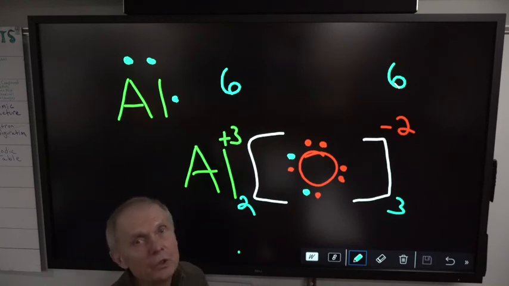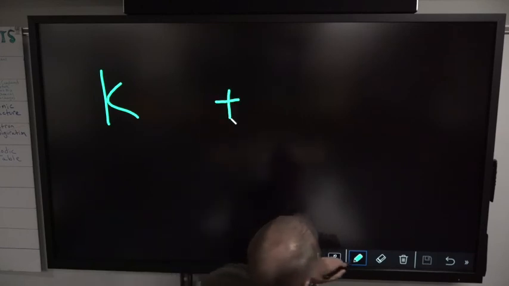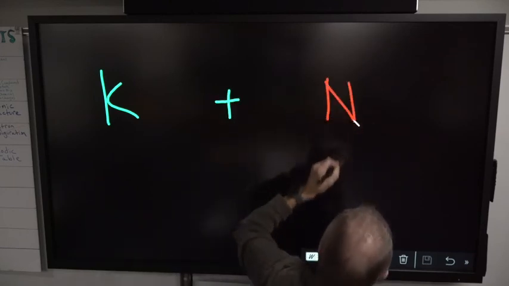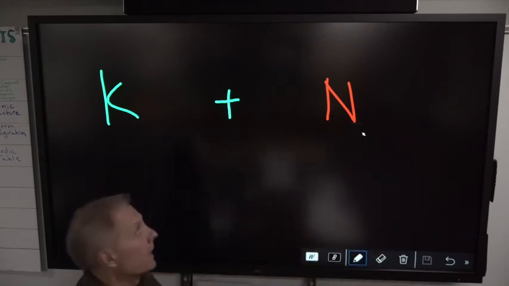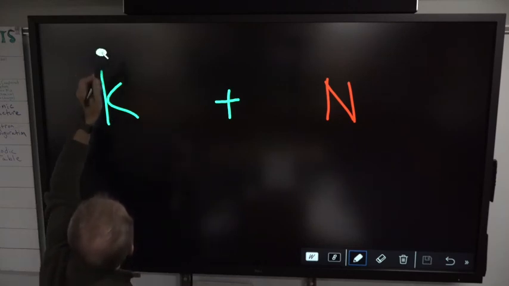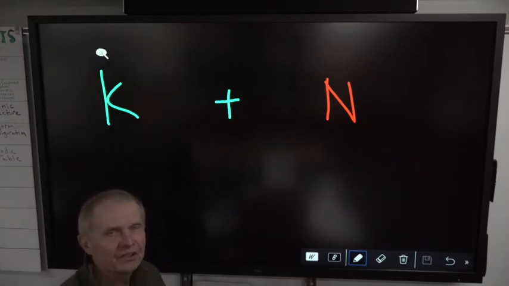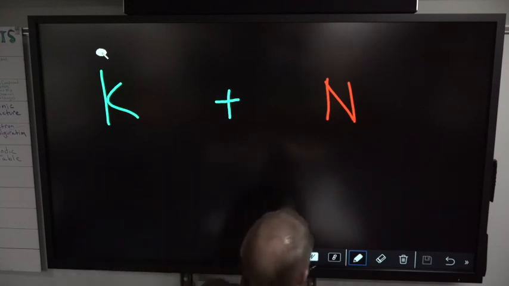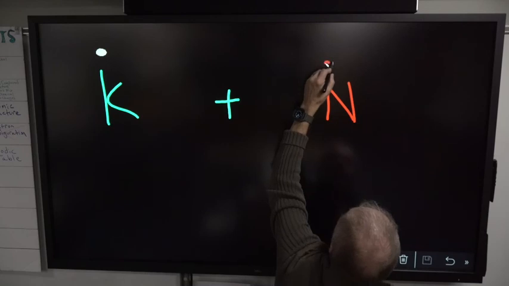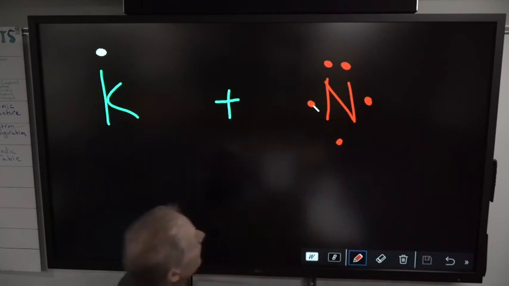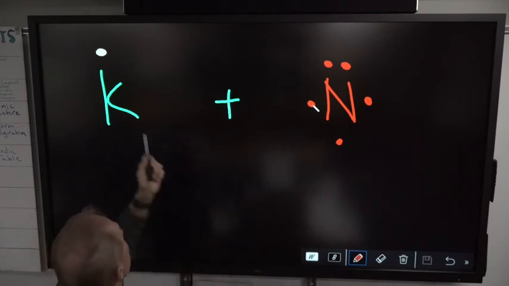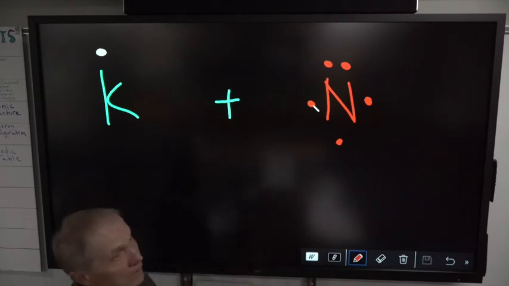Okay, so we'll do one more. K plus N. K is in group 1, which means it's an S1 configuration, and it's got 1 electron it wants to lose. N is in group 15, which means it's got 5: S2, P1, P2, P3. So this one is going to be kind of easy. Potassium wants to give away 1, but nitrogen wants 3. So watch.